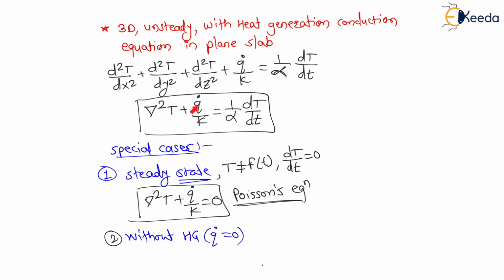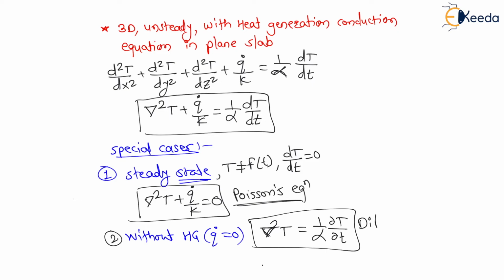Here there is no heat generation rate. Q dot is 0. Then, my dear students, the equation will become del square T is equal to 1 upon alpha dT/dt. And the equation is called diffusion equation. Now, many times they will ask you what is diffusion equation. Diffusion equation is without heat generation. Heat generation is 0 for this equation, right? This is called diffusion equation.